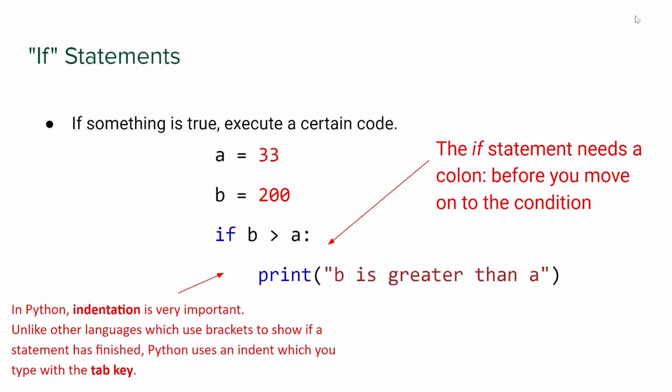In Python, indentation is very, very important. You use the tab key on your keyboard. And unlike other languages, which use brackets to show if a statement is finished, Python uses an indent, which you type, like I said, with the tab key. If you don't indent it, Python won't know what's inside that if statement. If you don't have that tab and you still have the print statement, Python will assume that print statement is outside the if statement, which means it would assume the if statement is empty, which is obviously not what we want.